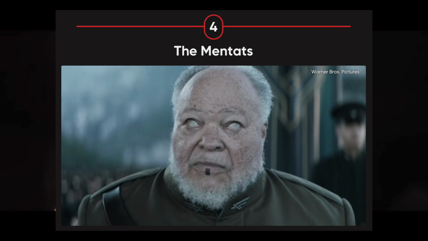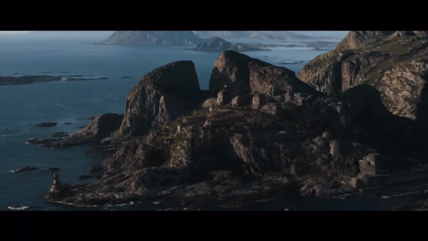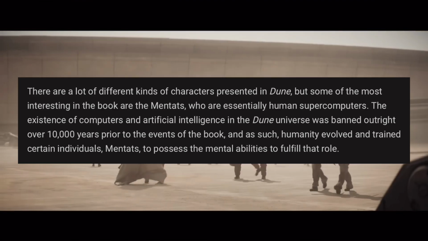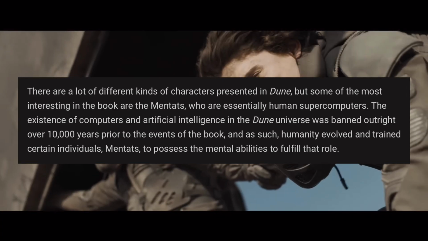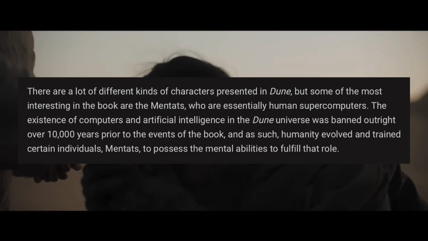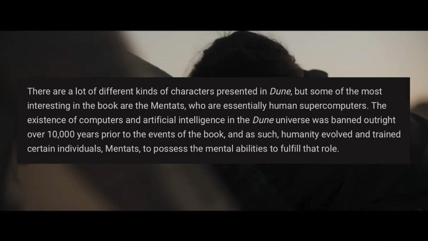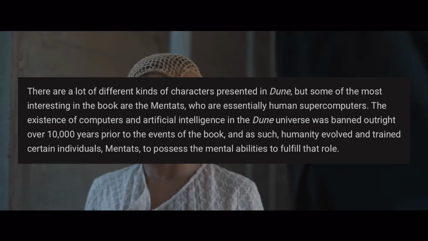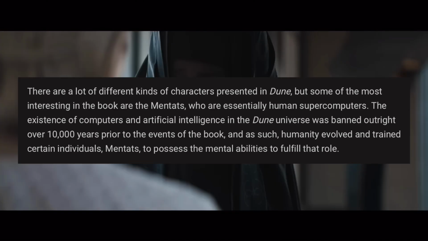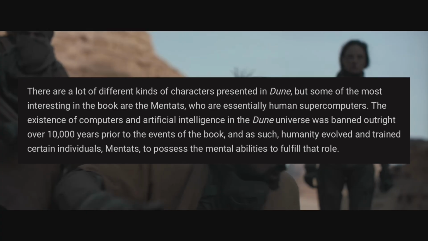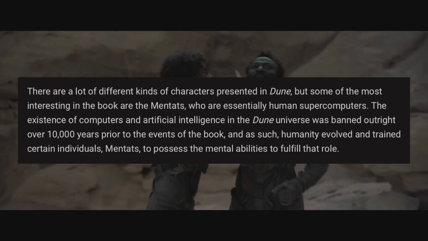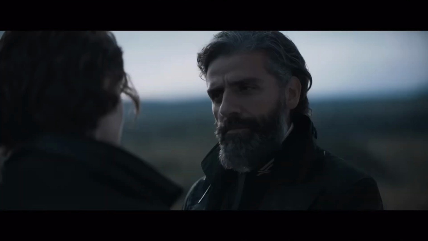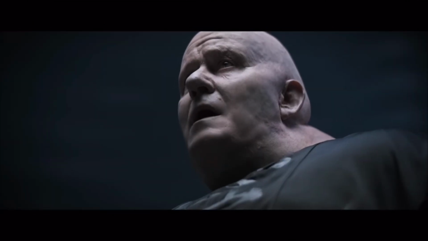Number 4, the Mentats. There are a lot of different kinds of characters presented in Dune, but some of the most interesting in the books are the Mentats, who are essentially human supercomputers. The existence of computers and artificial intelligence in the Dune universe was banned outright over 10,000 years prior to the events of the book, and as such, humanity evolved and trained certain individuals, Mentats, to possess the mental abilities to fulfill that role. I think the Mentats, there's a lot to sort of process there. It takes a lot of explanation.